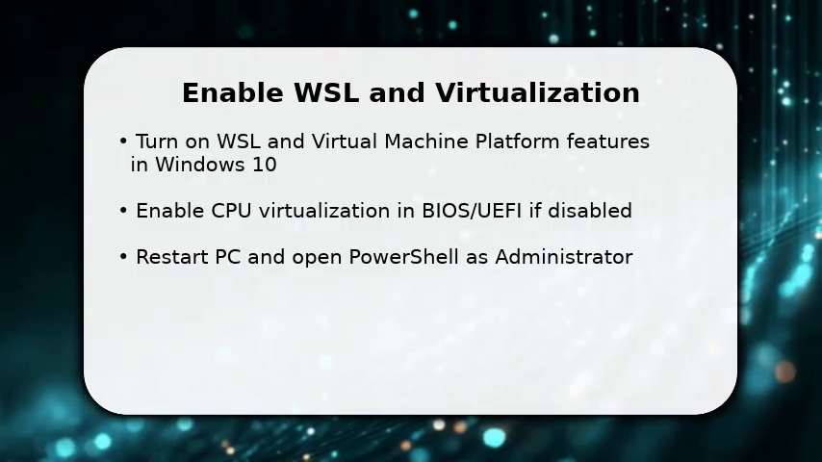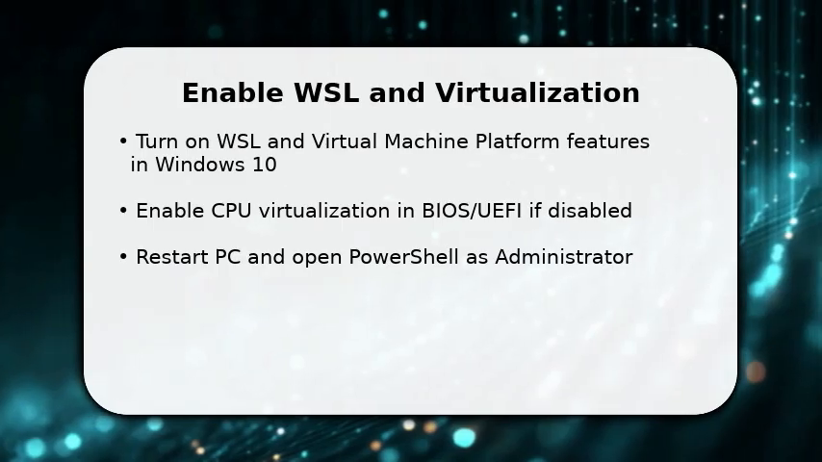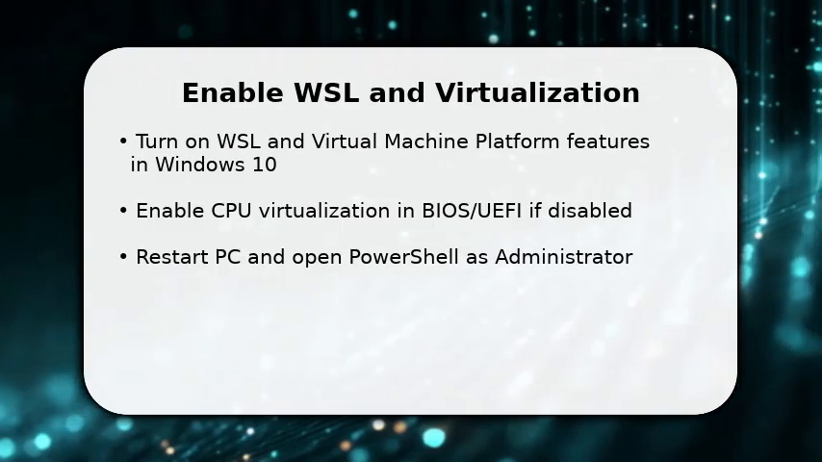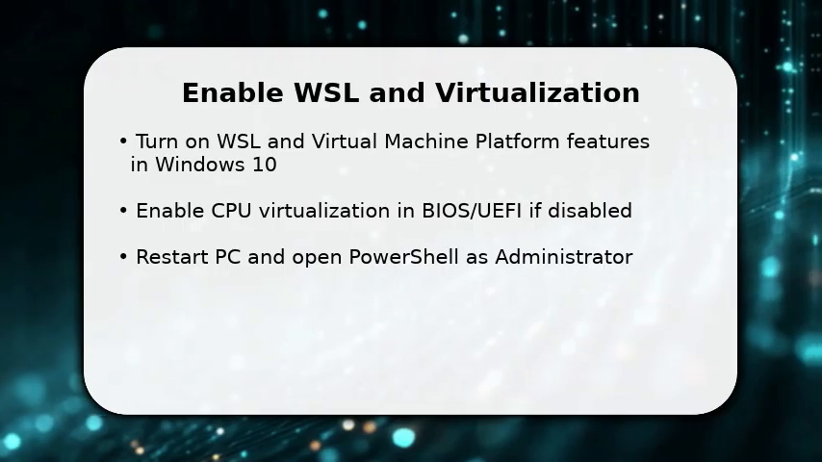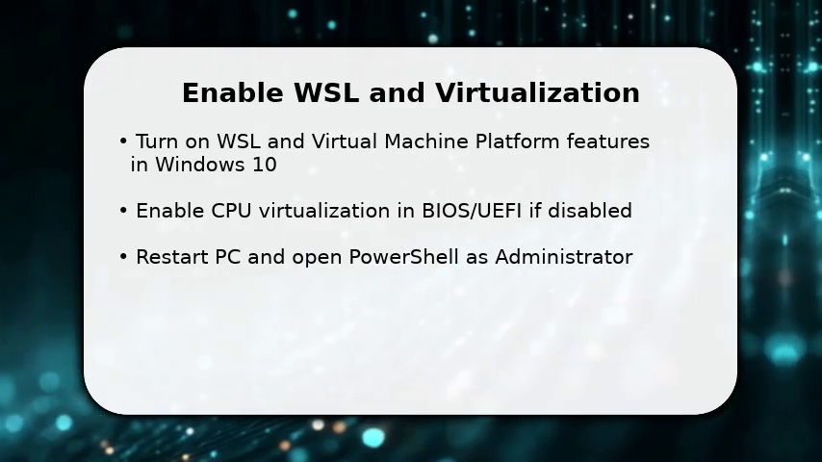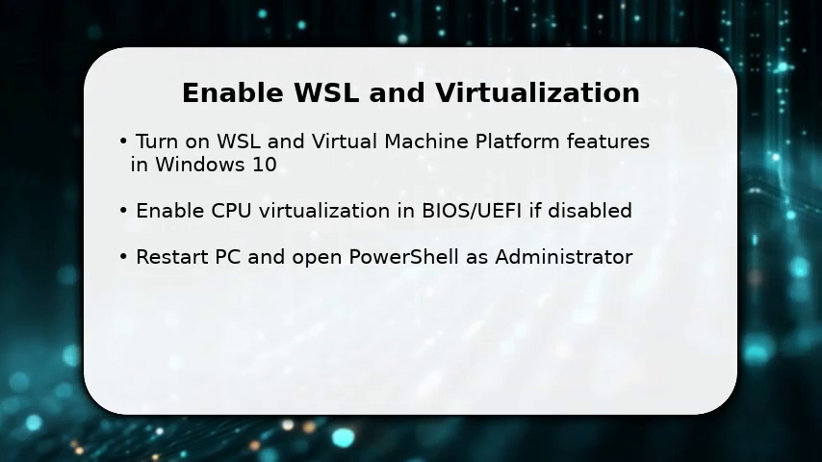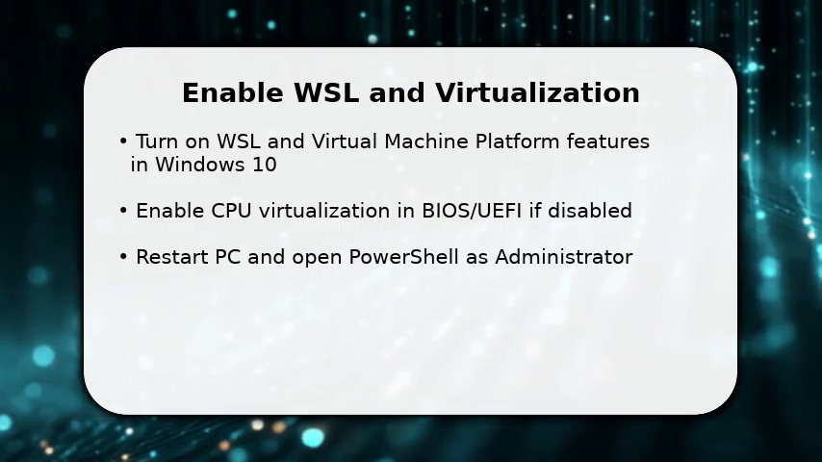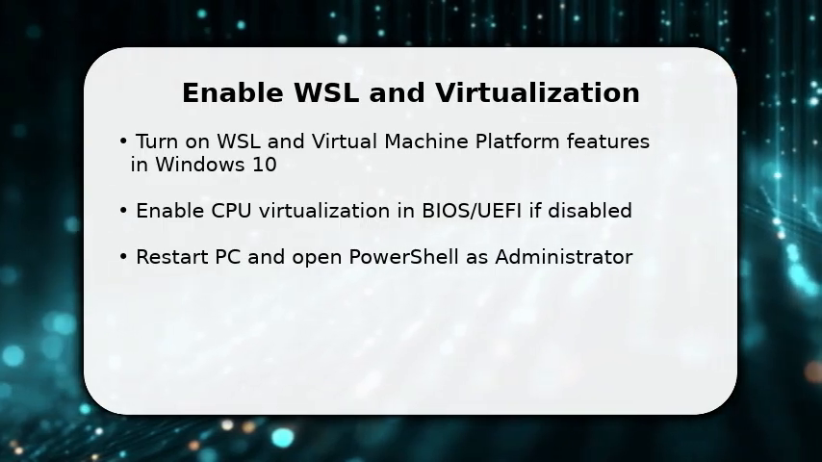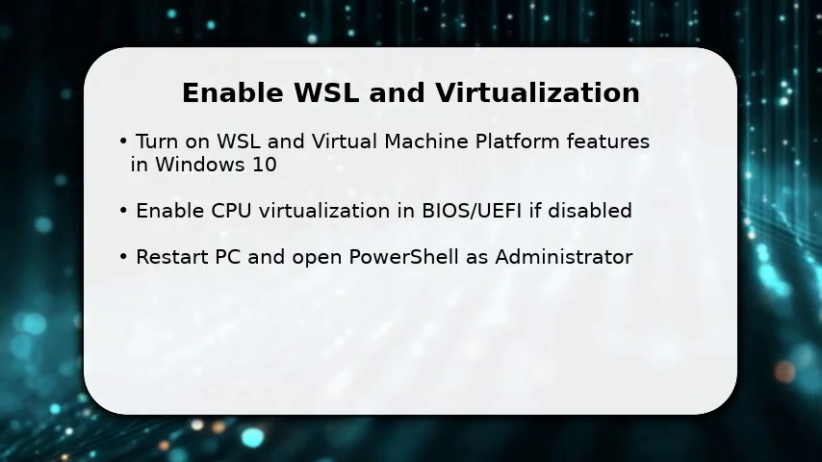You start by enabling WSL and the virtual machine platform so Windows can host a Linux kernel. Open PowerShell as administrator and run the enable commands, then restart immediately. Once done, make sure CPU virtualization is enabled in BIOS or UEFI settings because WSL2 requires it.